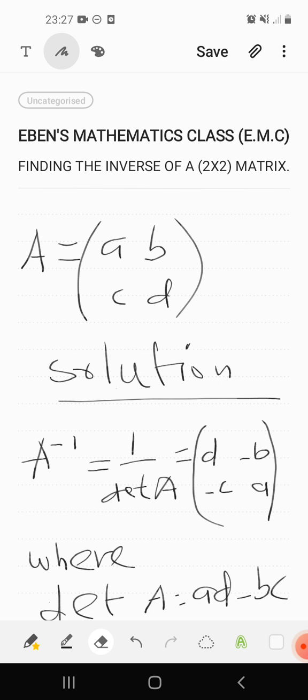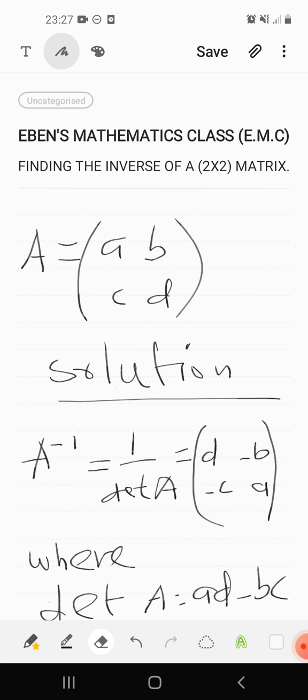If the determinant of a square matrix is not 0, then the matrix is called a non-singular matrix and has an inverse. But at this level, only the inverses of 2 by 2 matrices shall be considered.